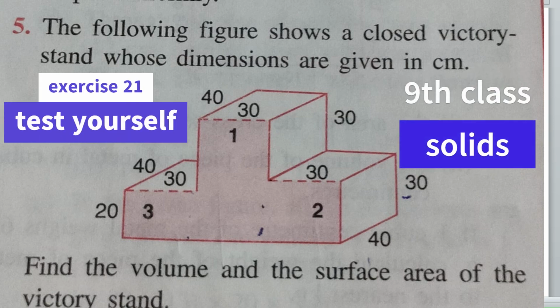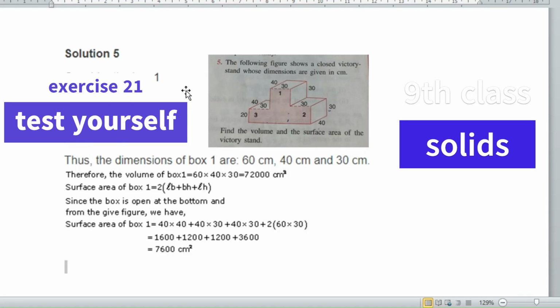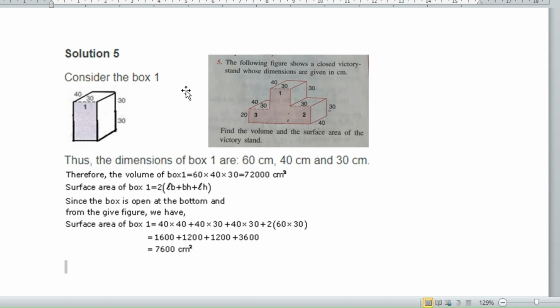Ninth class ICSE chapter 21, Solids, exercise 21, Test Yourself, question number 5: surface area and volume of 3D solids. Question number 5 is given a figure. Find the volume and the surface area of the victory stand.